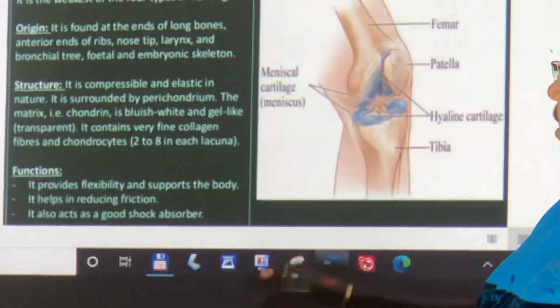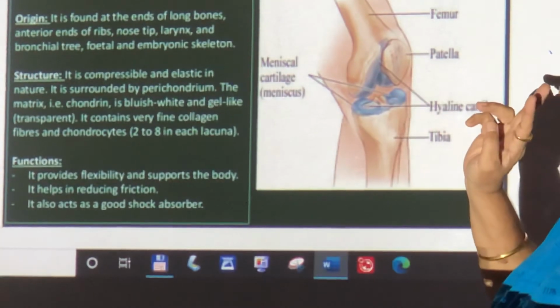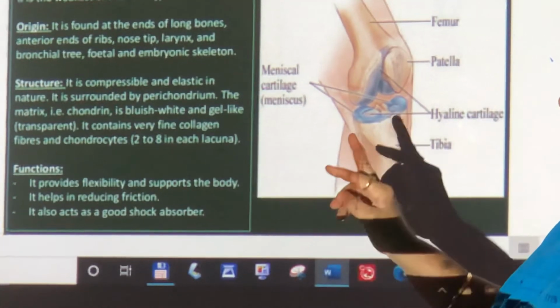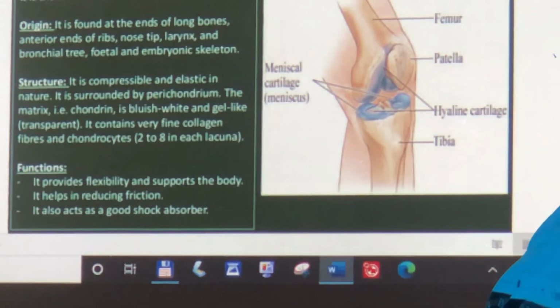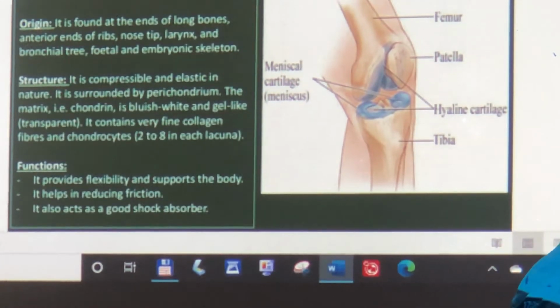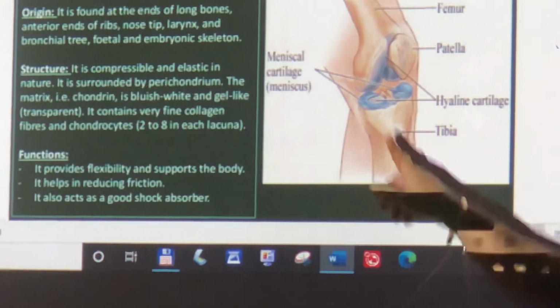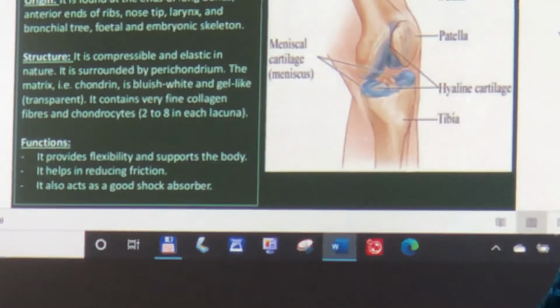Okay, and very fine collagen fibers are present in it. Flexibility, support, reduce friction, and shock absorber. When you jump, you know how much the shock the bones are taking. Okay, so the diagram shows the localization of hyaline cartilage.